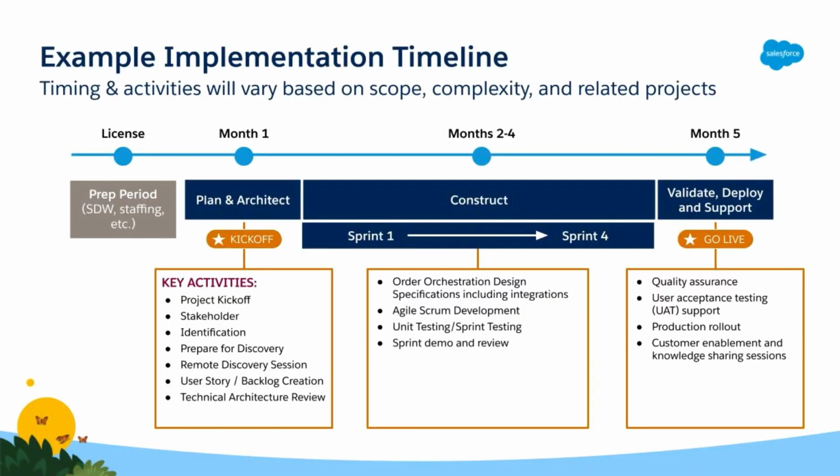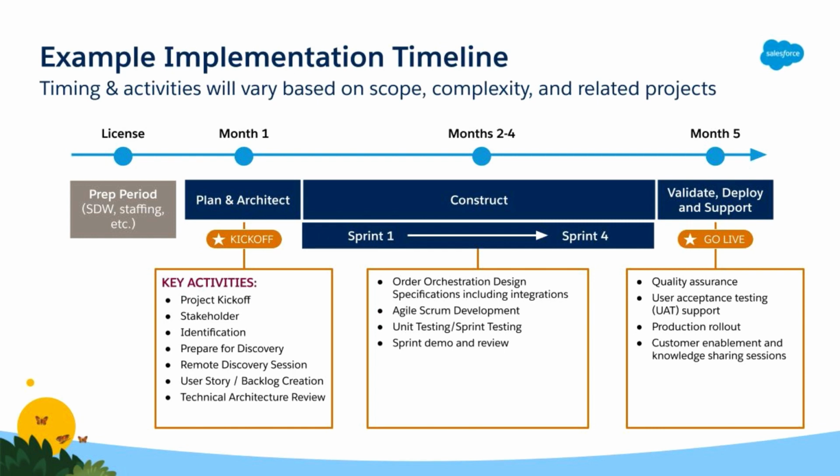To give you an idea of what an order management implementation looks like, here's a sample plan and timeline that shows some of the key activities involved. This plan shows a 5-month implementation timeline. Your plan may be shorter or longer depending on the scope of your project, technical design complexity, and types and number of integrations that will be involved.